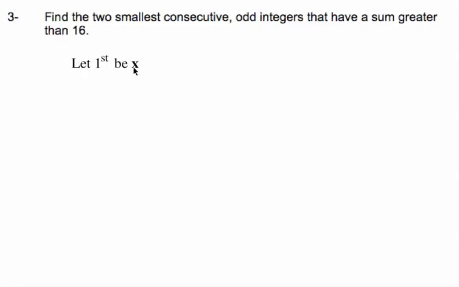So the first is going to be x, and since we're talking about consecutive odd integers, consecutive integers would be x plus 1, x plus 2 because they'd be 1 apart, but odd integers are always 2 apart, as are even integers. So let the first be x and let the second be x plus 2, such that they have a sum greater than 16, such that the first plus the second, the sum, is greater than 16.